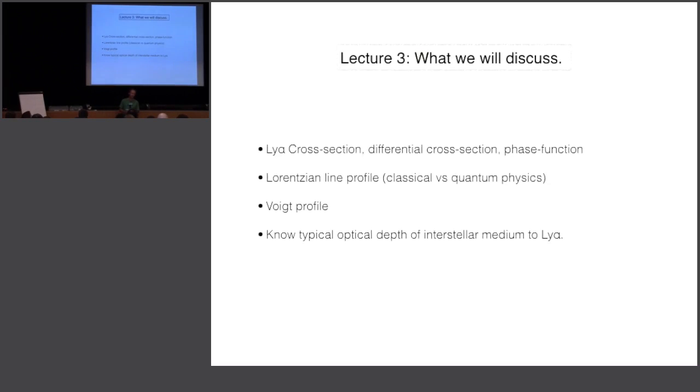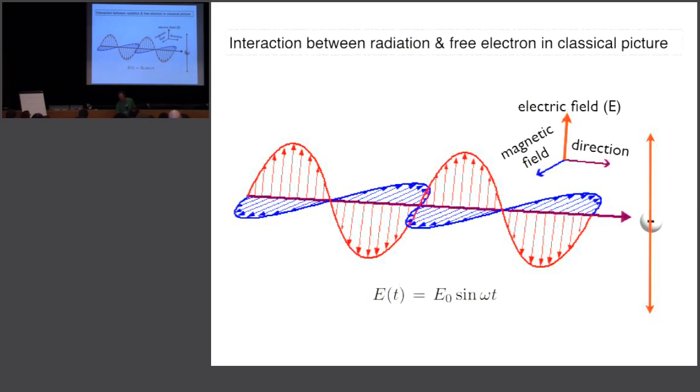I'll talk about the Lorentzian profile. I'll derive it in the classical sense, and I'll compare it to the proper calculation in quantum physics, which is actually quite remarkable. I'll talk about the Voigt profile, which is a simple extension of the Lorentzian profile, and we've heard about this in X's talk. I'll go into a little more detail on this as well. And once we know this, then I think we are set up to understand why we need to do radiative transfer of Lyman-alpha through the interstellar medium. So this is how I will start my presentation.